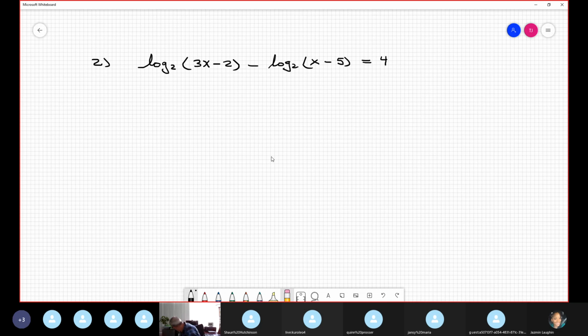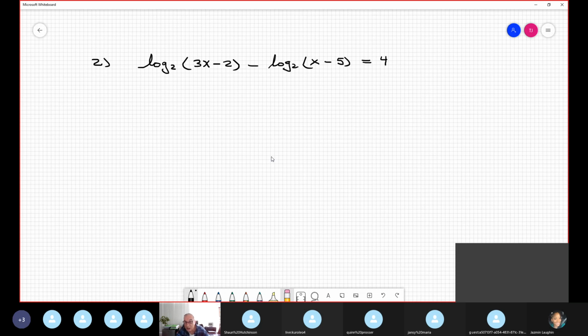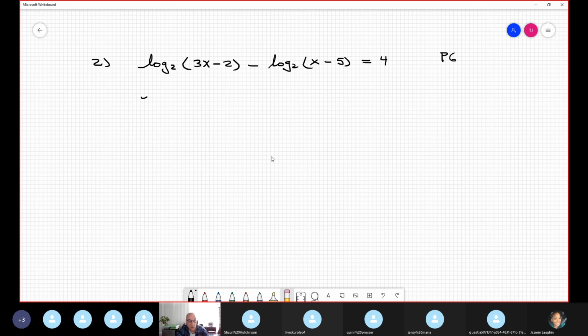What is the strategy? It is always the same. You have several logarithms, 1, 2, 3, 4, 5, and you condense them into only one. What property are you using? Exactly, property 6, because of the minus. We condense: logarithm base 2 of (3x minus 2) on top divided by (x minus 5) on the bottom. Don't forget the parentheses, equal to 4. Super. This is my first step: apply property number 6, condensing 2 logarithms into only 1.